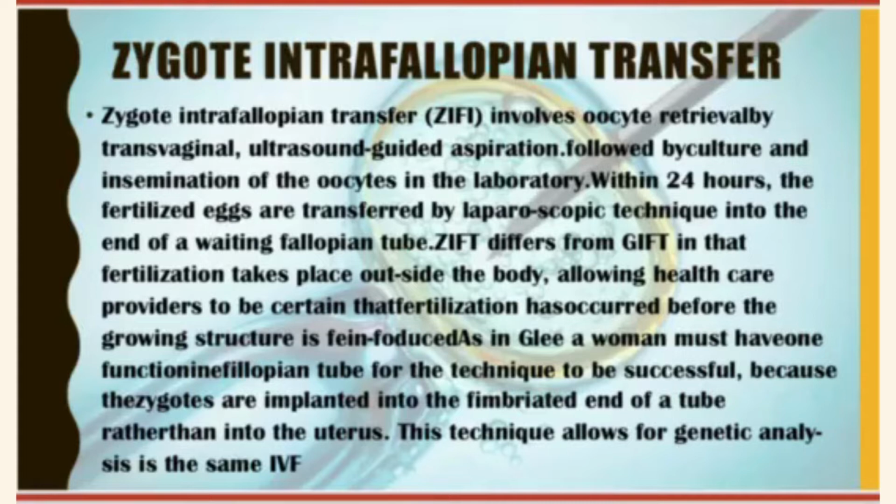ZIFT is different from GIFT, in that fertilization takes place outside the body, allowing the healthcare provider to be certain that fertilization has occurred before the growing structure is reintroduced. As in GIFT, a woman must have a functioning fallopian tube for the technique to be successful, because the zygotes are implanted into the embryonic end of the tube rather than into the uterus. This technique allows for genetic analysis, the same as IVF.